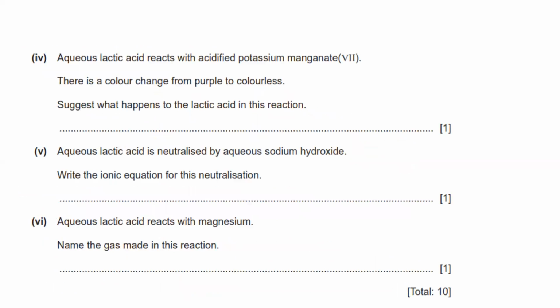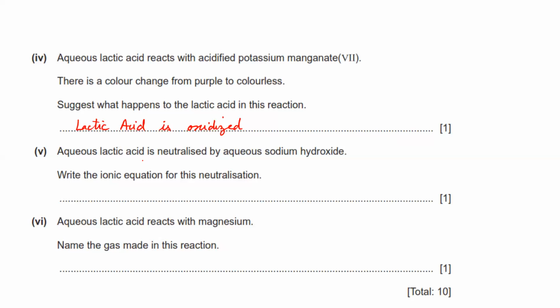So moving ahead, it says aqueous lactic acid reacts with potassium manganate. There is a color change from purple to colorless. So remember, the acid reacts with potassium manganate. What happens to the lactic acid in this reaction? So the acid reacts with potassium permanganate, so it is oxidized. So the lactic acid is oxidized.